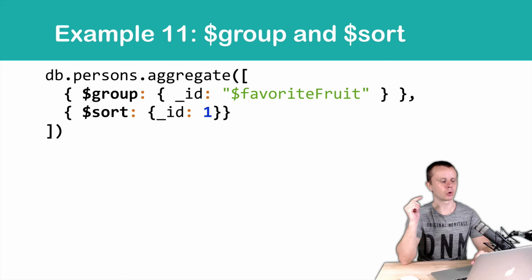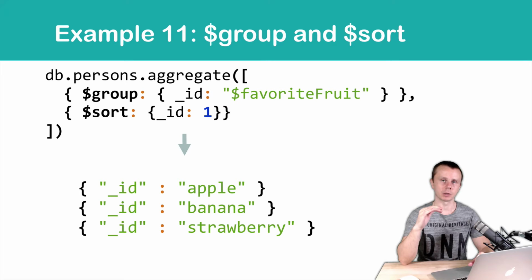We will group documents in the persons collection. First stage will be group, and we will group by one field, favorite fruit. Then results will be sorted by _ID in ascending order. Why _ID? Because group stage will produce documents with _ID field, and values will be distinct values of the favorite fruit field. That's why we need to sort by _ID.